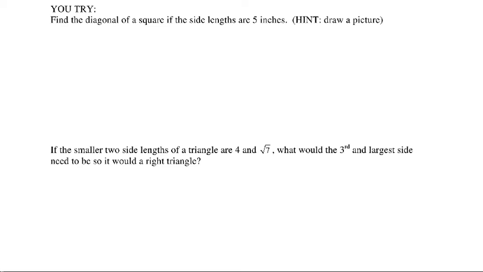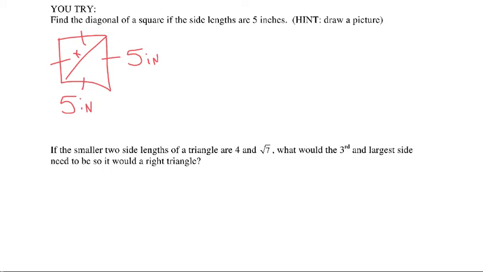So go ahead, push pause, and then work out your answer. When you're ready to check your answer, go ahead, push play. All right, so this is what your picture should look like. So then we can take our 5 squared plus 5 squared equals x squared, because our hypotenuse is the part we are trying to find. When I simplify this, I get 25 plus 25, so that means I will have 50 equals x squared.